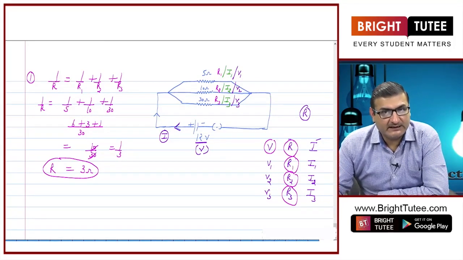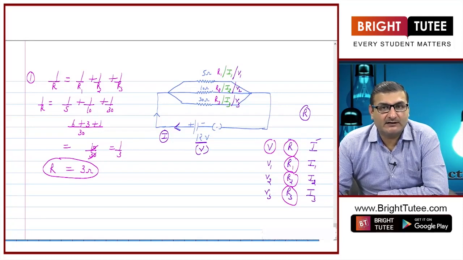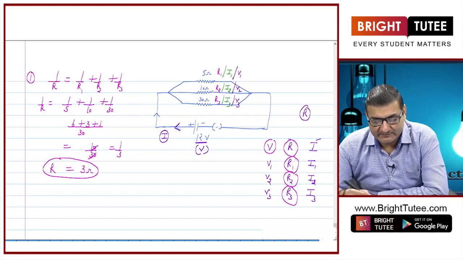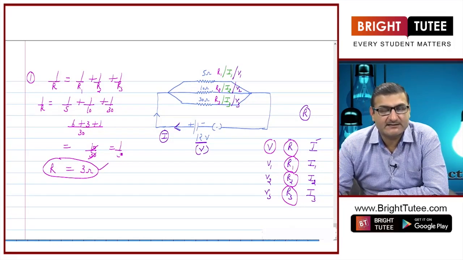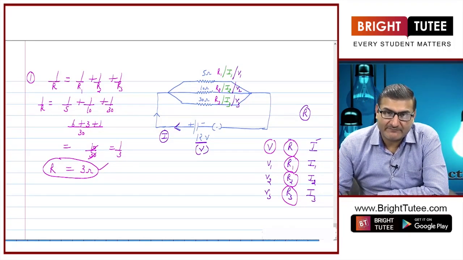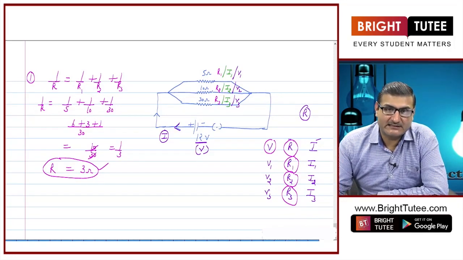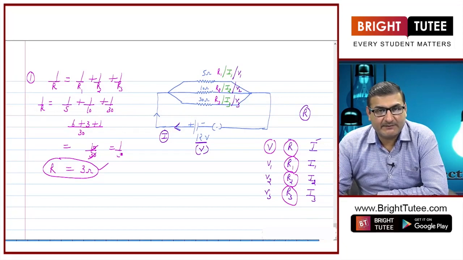Got it? If you are asked to calculate the total resistance, this is the end of your question. You have just found out the total resistance, that is it. But if the question still demands something else, let us proceed. Second part, if we are asked to calculate the total current.